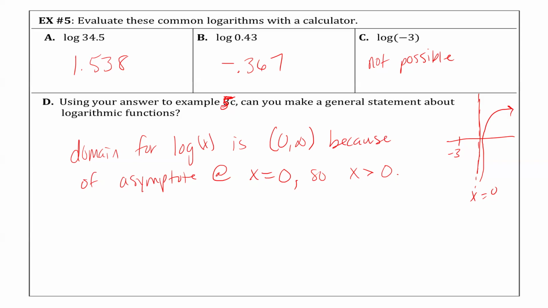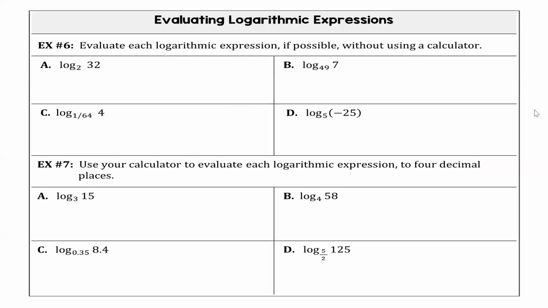All right. So to make sure that we understand, we're going to go back to a non-calculator portion. This time we are using non-common logs. To see that you get it, we're going to pause and see what happens as you evaluate these. So here you're doing example number 6, A through D. You're evaluating without a calculator. These would be on a non-calculator part of the test. Okay. Log base 2 of 32 equals what? Log base 49 of 7 equals what? Log base 164 of 4 equals what? And log base 5 of negative 25 equals what?